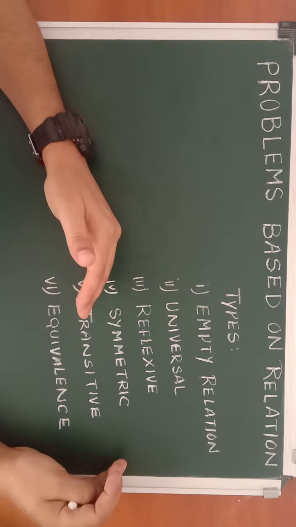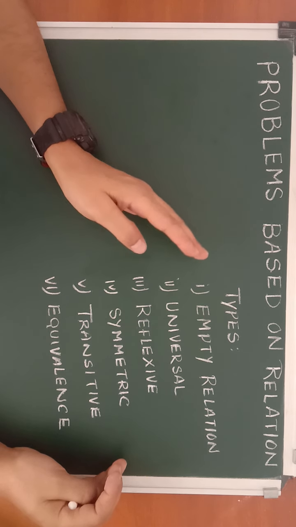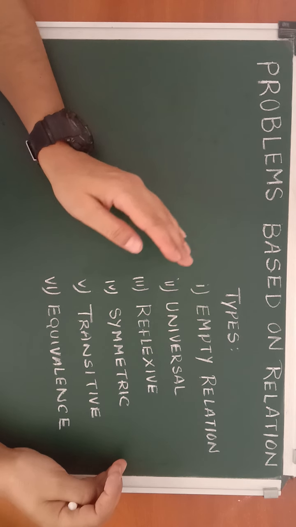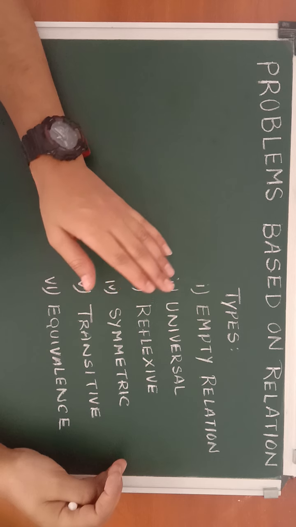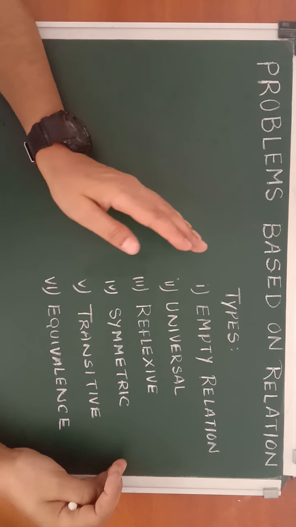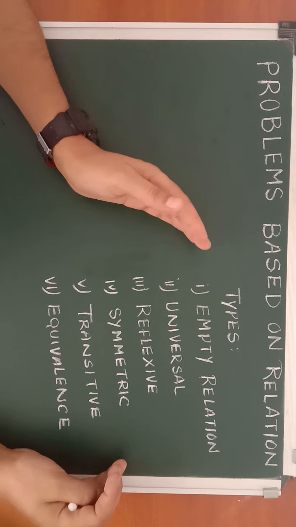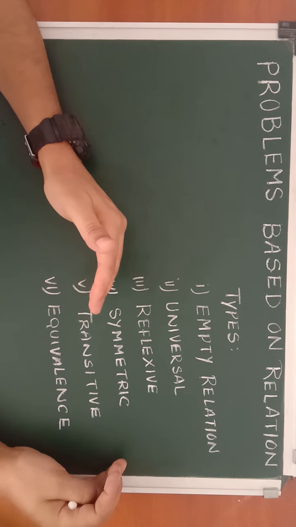The fifth one is transitive. Here we take 3 elements A, B and C. Okay, so in 3 elements, we know A is related to B, we also know B is related to C, and then we try to prove that A is also related to C. Such kind of relation is called transitive relation.